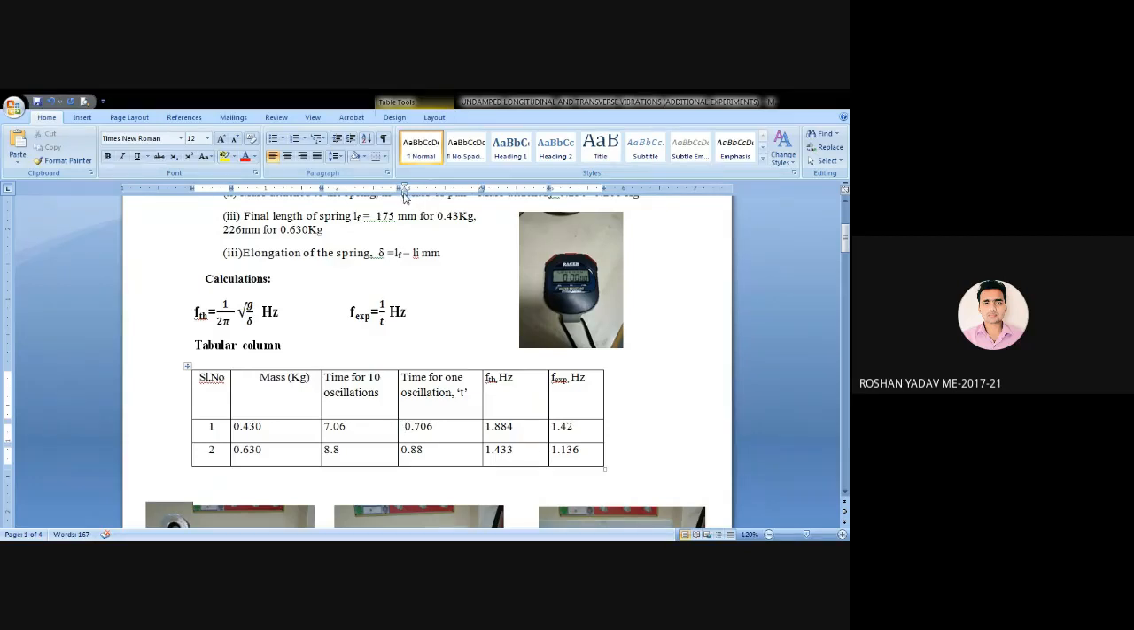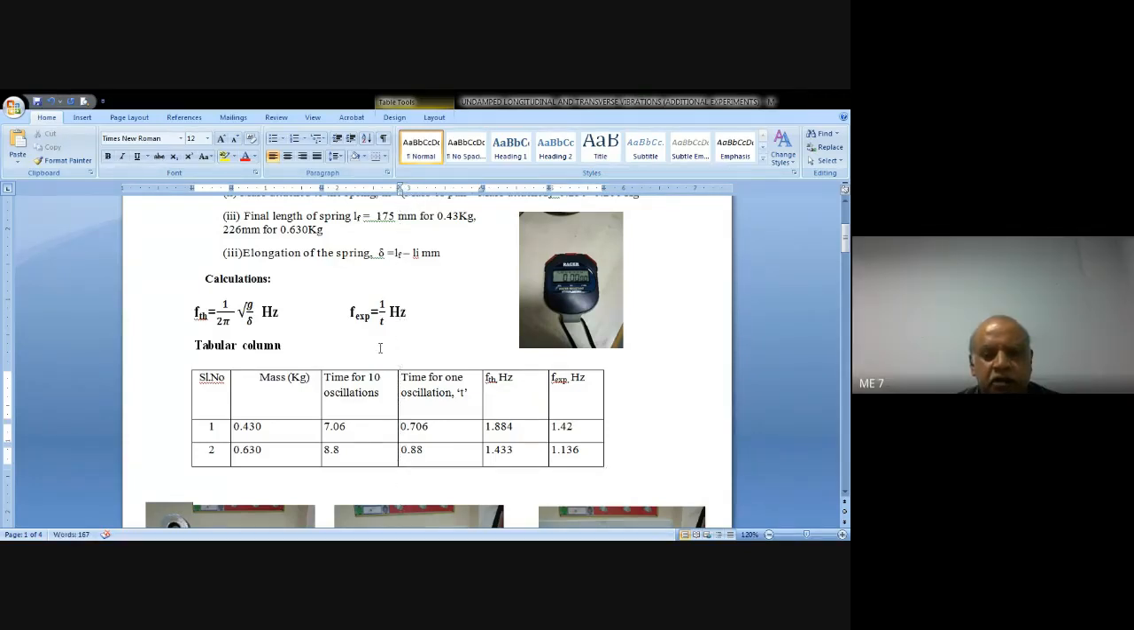Sir, for 10 oscillations, it doesn't depend on how much force we applied for giving that displacement. Yeah, it does not matter. Just give initial displacement and allow it to oscillate.